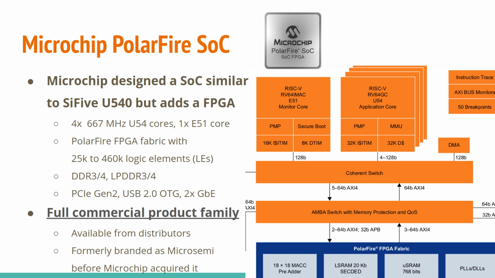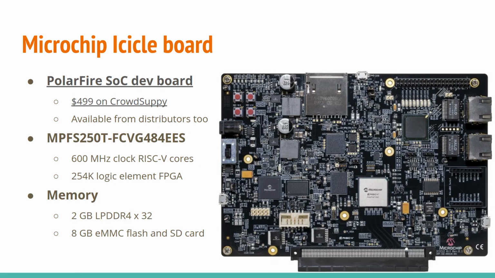So Microchip has the PolarFire SoC. This is similar to the SiFive U540, but it adds an FPGA. We have 4 U54 cores from SiFive along with the FPGA fabric, which can potentially make for some pretty interesting systems. And the other thing that's nice about this part is it's intended for full commercial availability. The part itself is available from distributors, so you can build your own boards with the PolarFire SoC.